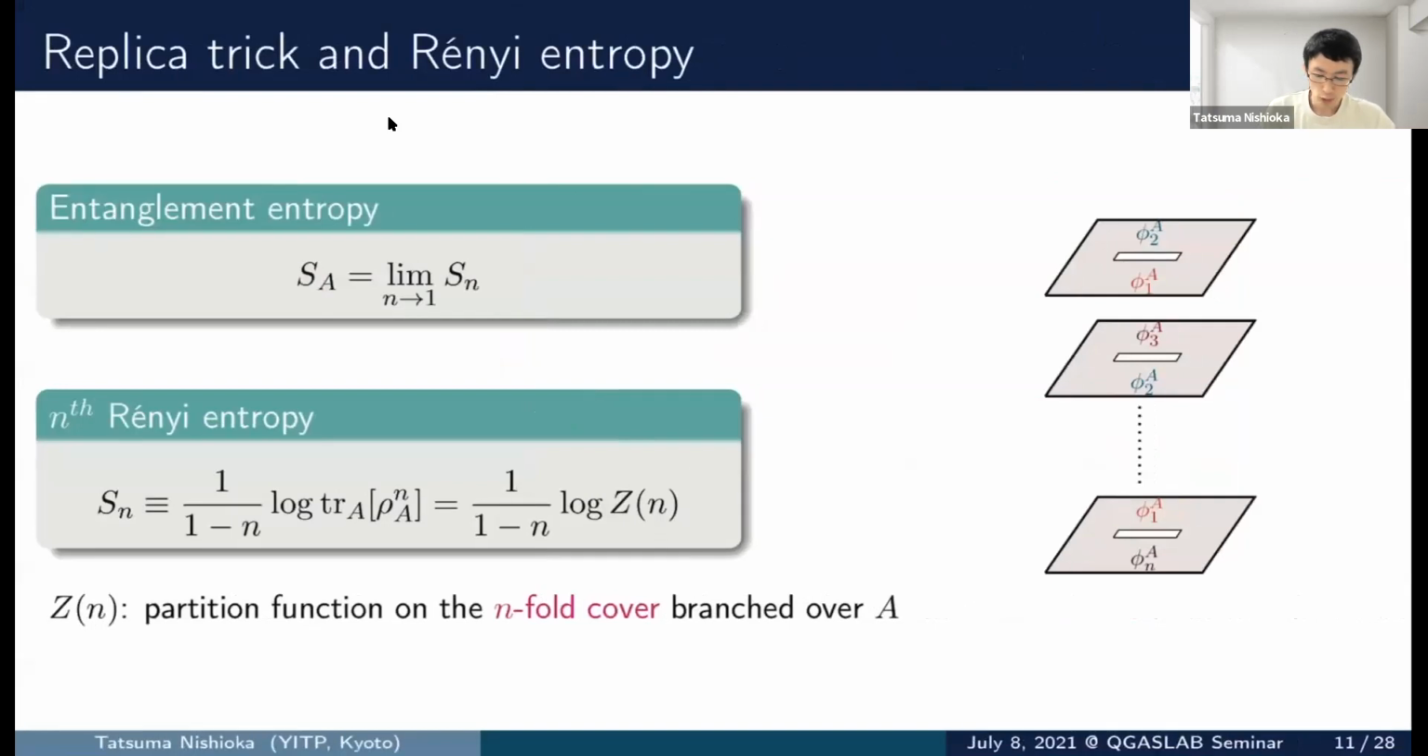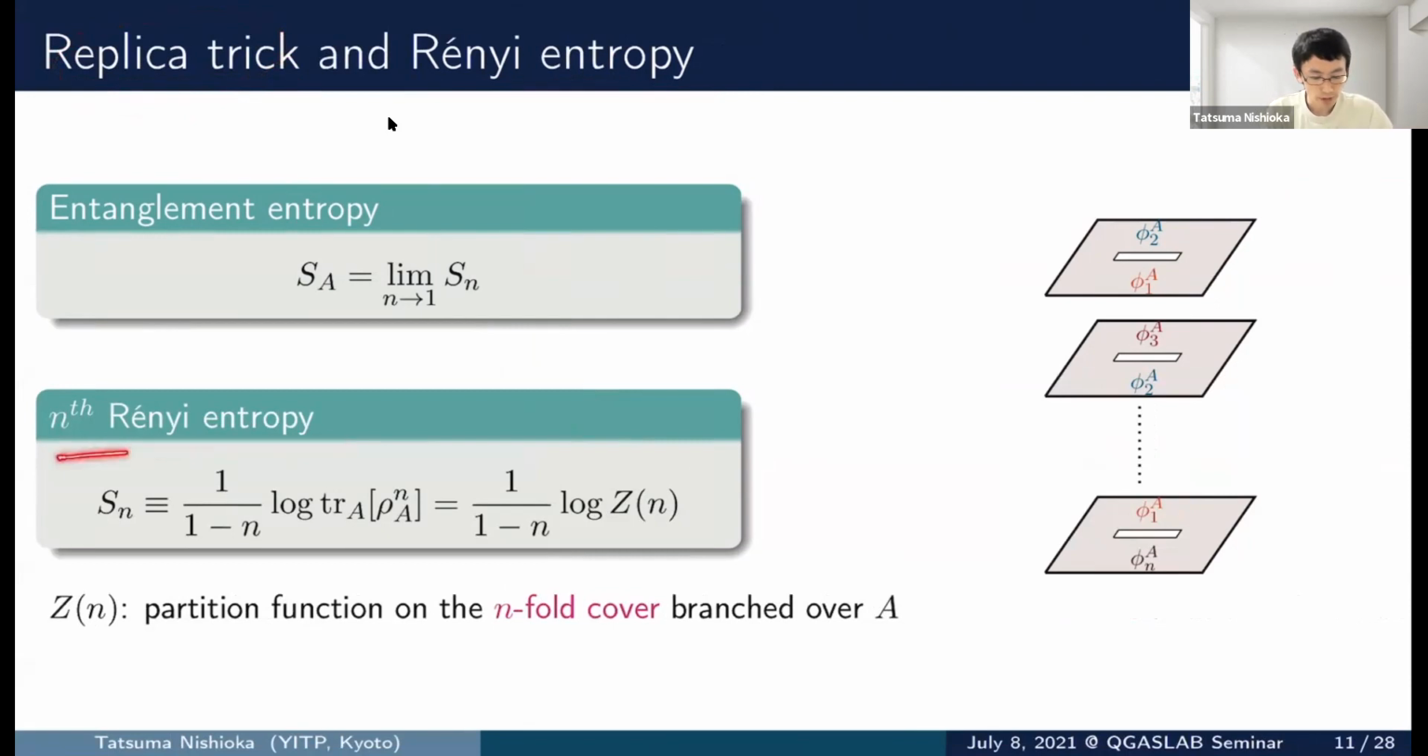So the entanglement entropy can be calculated using the so-called replica trick. This is a trick, but in this case there is some reasonable, physical reason why we want to use the replica trick. Because the replica trick amounts to just calculating the so-called Rényi entropy.